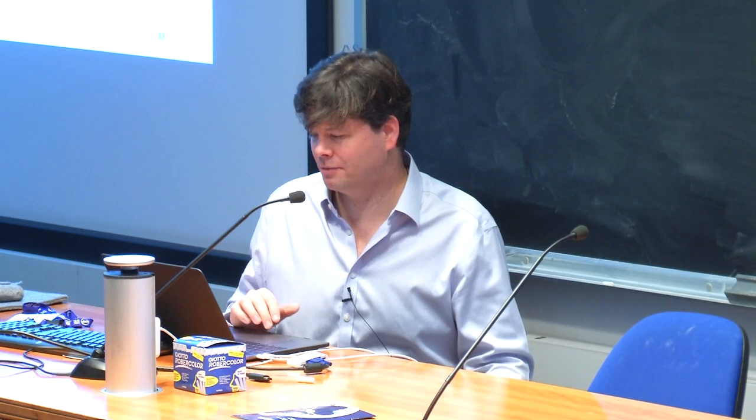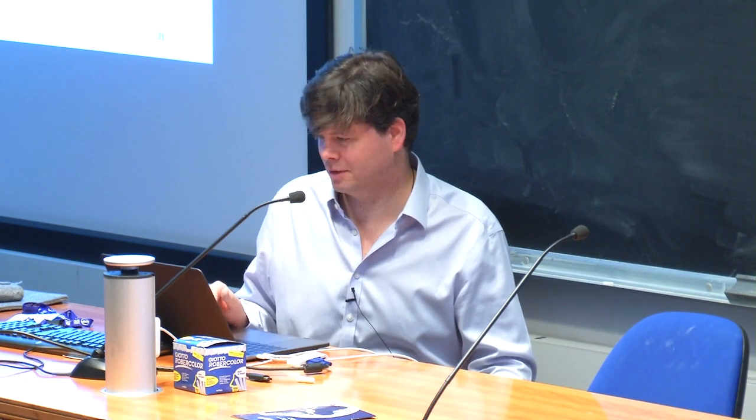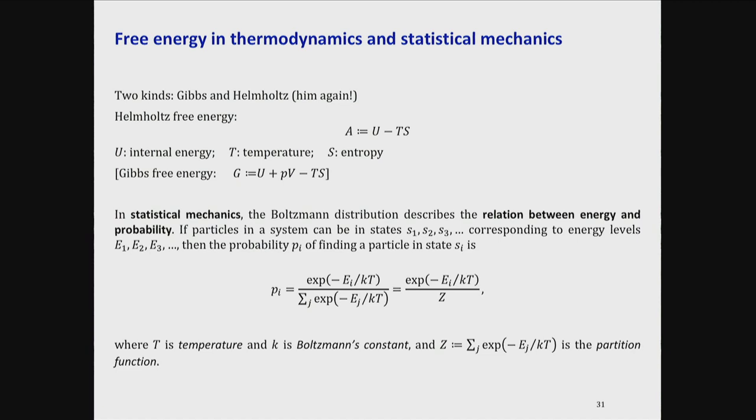So, there are at least three kinds of free energy we need to keep apart: thermodynamic free energy, informational free energy, and variational free energy, which we'll look at later. Free energy in thermodynamics and statistical mechanics is just a little repetition. You probably know this from high school and from your studies of physics. We have the Helmholtz free energy, which is the internal energy minus temperature times entropy. Then there's also the Gibbs free energy, which involves pressure and volume. And very importantly, in statistical mechanics, the Boltzmann distribution describes the relation between energy and probability. If particles in a system can be in states S1, S2, and S3, corresponding to energy levels E1, E2, E3, and so on, then the probability Pi of finding a particle in state Si is given by this Boltzmann distribution.